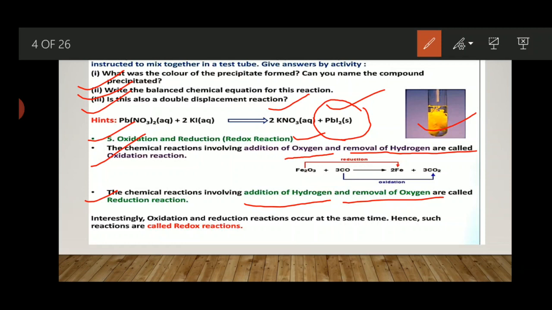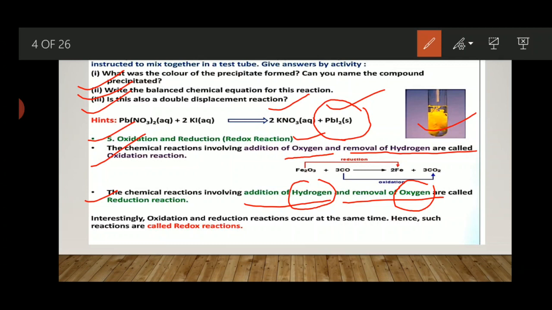Similarly, in case of a reduction reaction, see, the nature of hydrogen is electropositive, the nature of oxygen is electronegative. So on the basis of the nature of oxygen and hydrogen, the new concept is introduced. The reduction process is the process or chemical reaction in which there is addition of electropositive elements or removal of electronegative elements. That type of reaction is known as a reduction reaction.